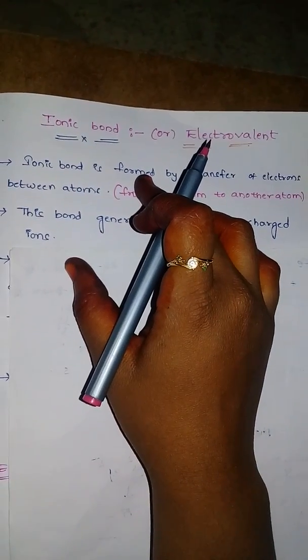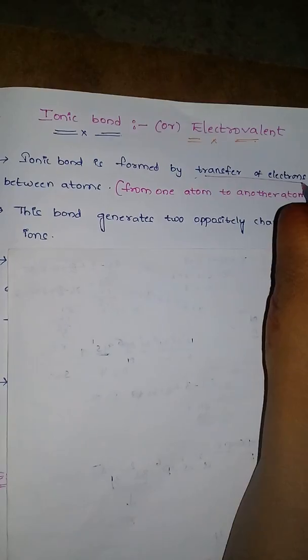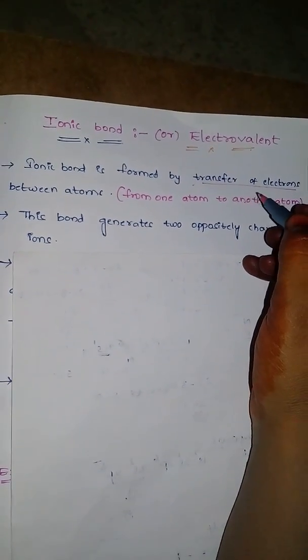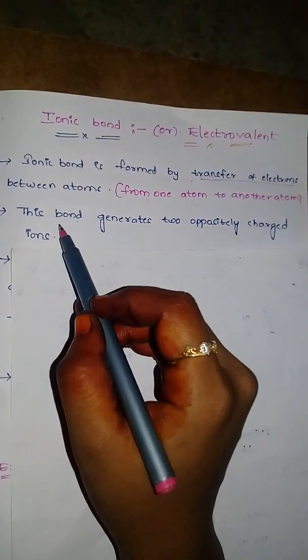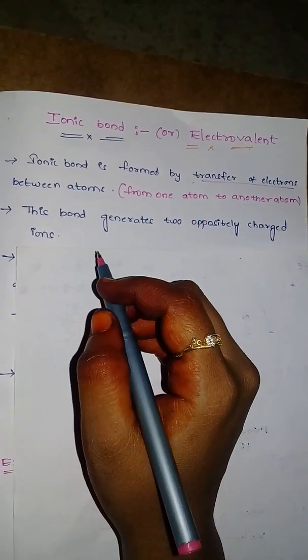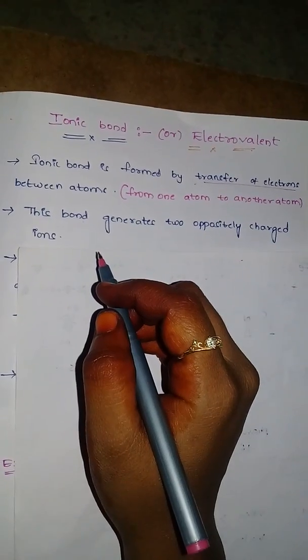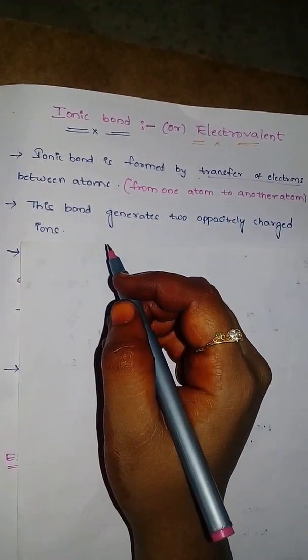Covalent bond means sharing of electrons. Ionic bond means transfer of electrons from one atom to another atom. So, this bond generates two oppositely charged ions. In covalent bond, there is no charge separation, but in polar covalent bond there is charge separation, and in non-polar bond no charge separation.